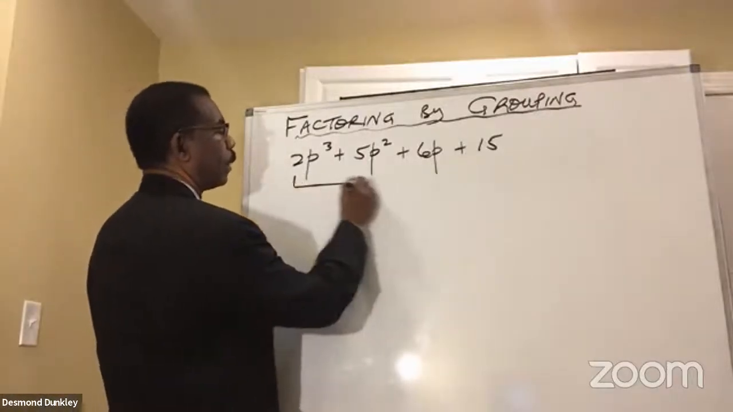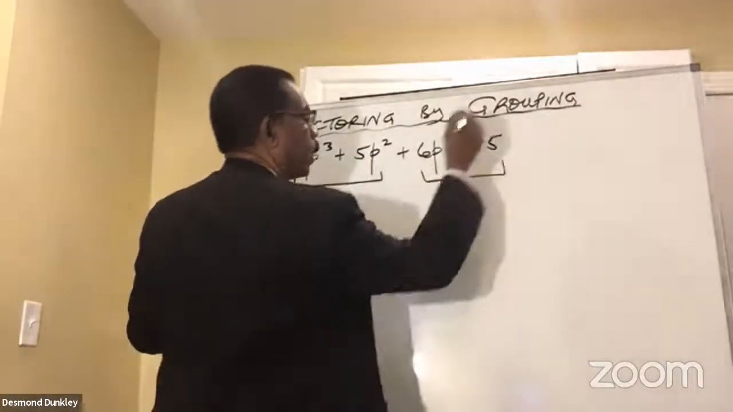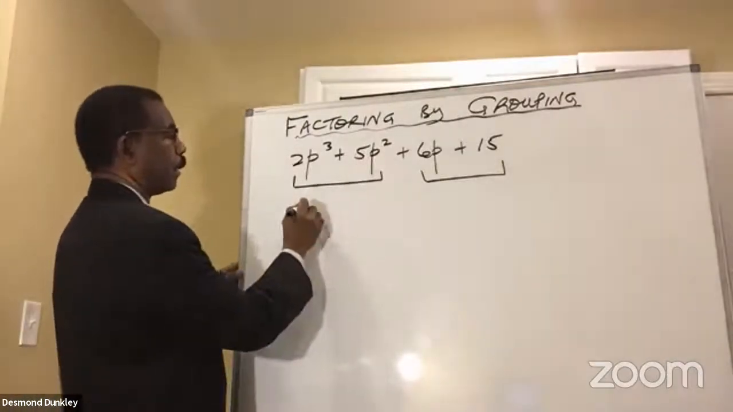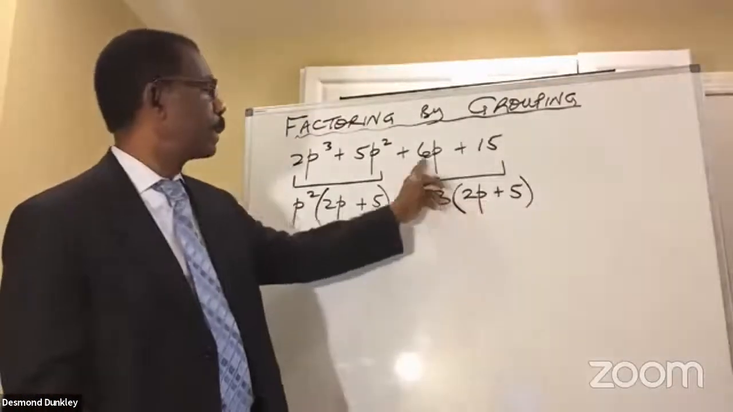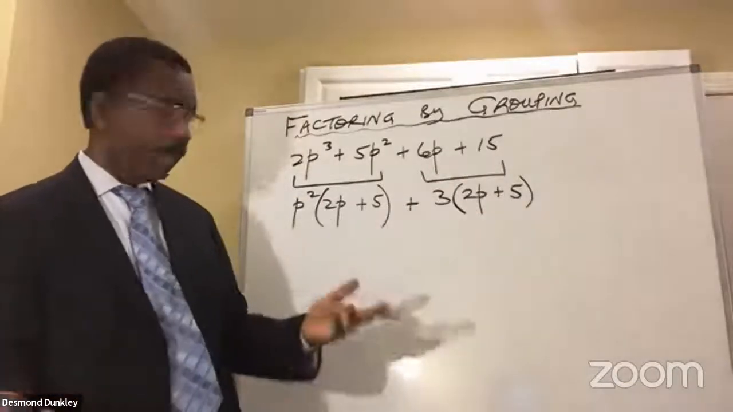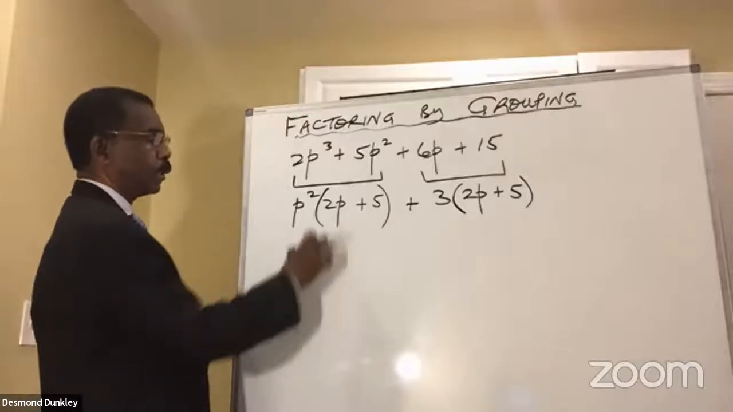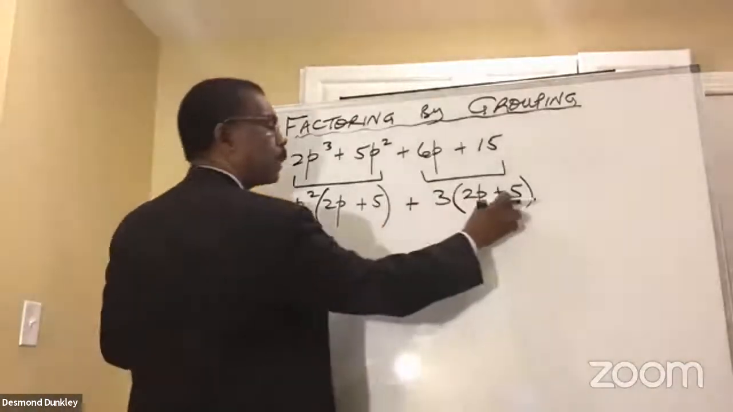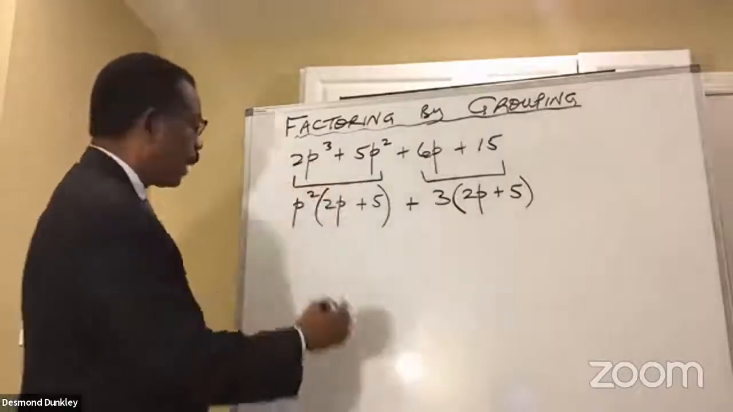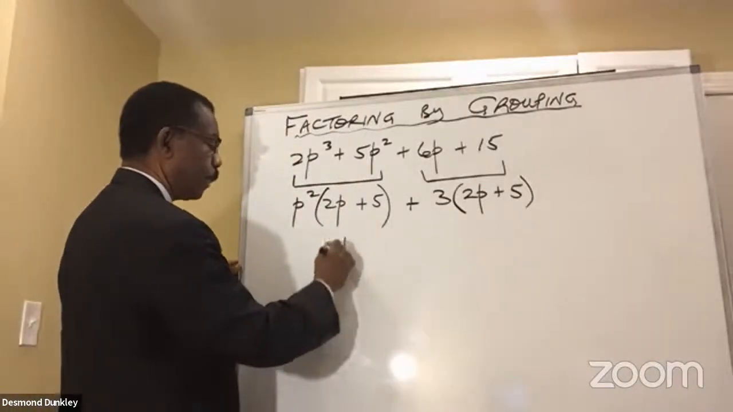So here we go. What is common to this? The only thing I think we could is 2p, 6p. 3 times positive 5, positive 15. There it is. Notice 2p plus 5, 2p plus 5. So because those two things are common, I can put them together. 2p plus 5.